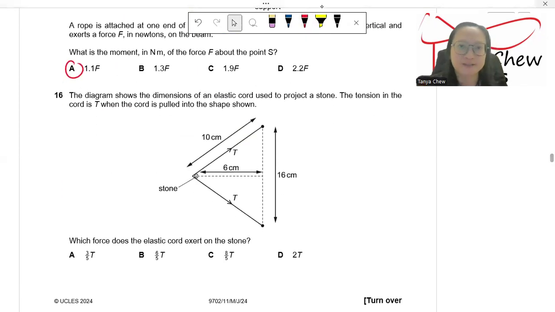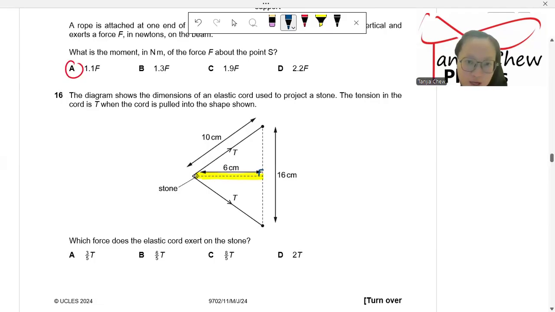Now, question number 16. The diagram shows the dimensions of an elastic cord used to project a stone. Tension in the cord is T when the cord is pulled into the shape shown. Which force does the elastic cord exert on the stone? This is the force that I want to find, because eventually the stone will move horizontally. So I have to resolve T in the horizontal direction. Now, how do I resolve T in the horizontal direction?